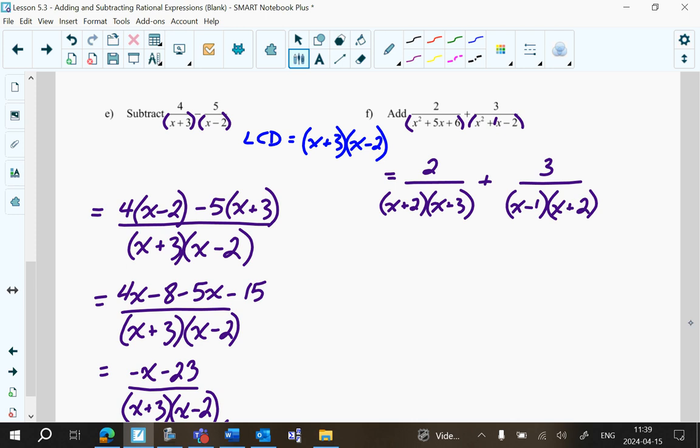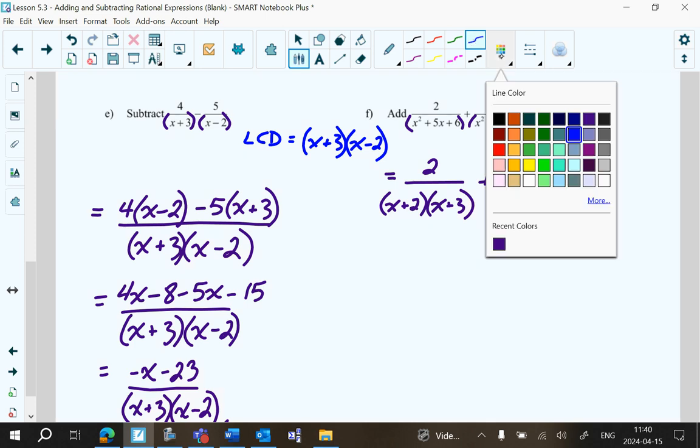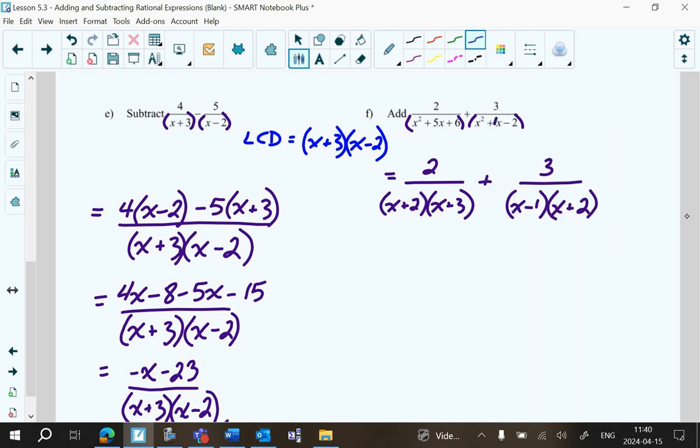Now we've got to get the LCD. So we've got all the factored denominators. What we do is write all the factors that are different. Look at the first one: in our LCD, we need x plus 2 times x plus 3. But looking at our second fraction, we also need x minus 1. But we don't need x plus 2 again because we already got it from the first. So our LCD is 3 binomials.